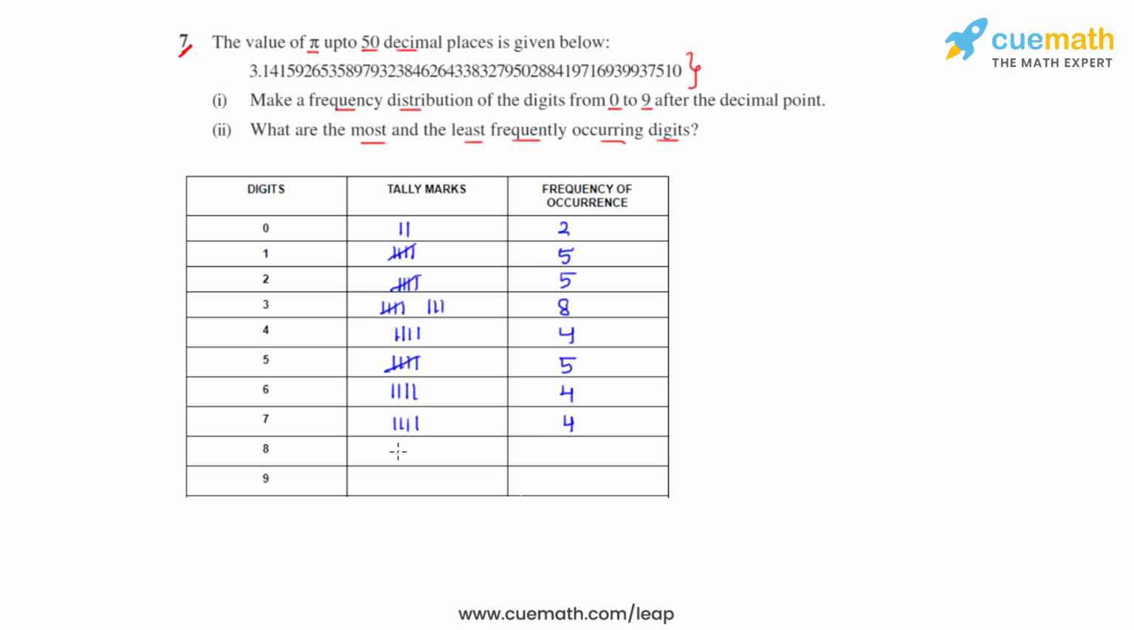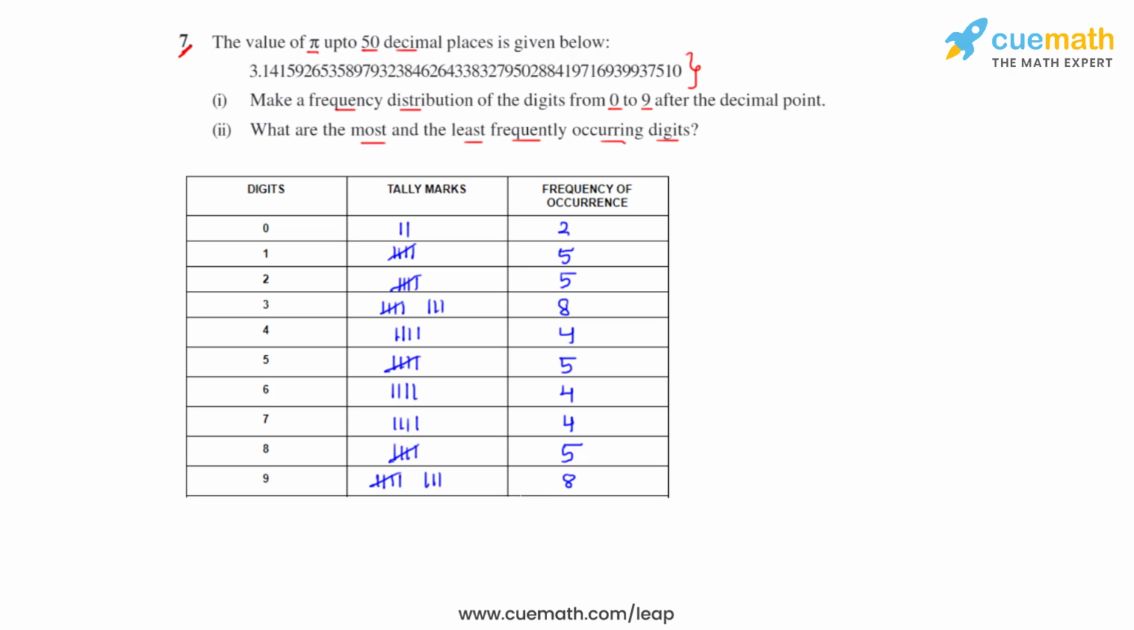Digit 8 is occurring 5 times. So we write its tally marks and its frequency as 5. And finally, digit 9 is occurring 8 times. So we write its tally marks and its frequency as 8.